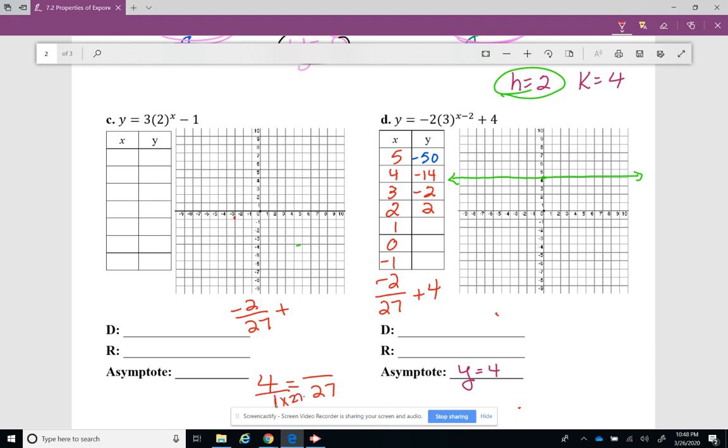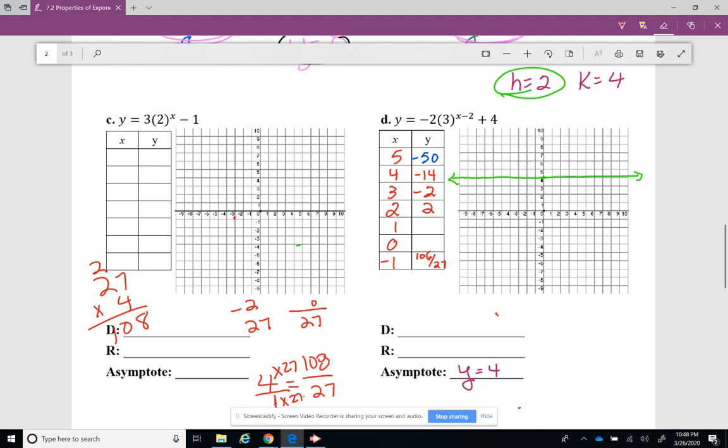So 1 times 27 will give me 27. So 4 times 27. 27 times 4, 28, carry the 2, it's 108. So that is 108 over 27. So 108 minus 2 is going to be 106 over 27. And that's fun to work with, right?